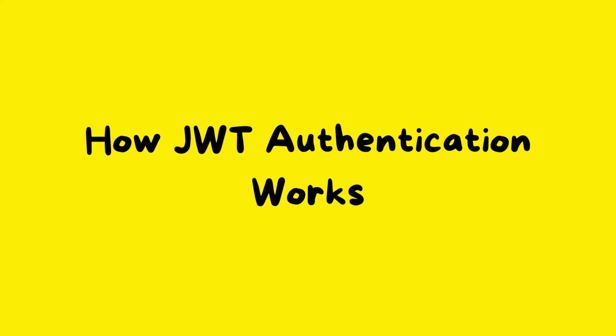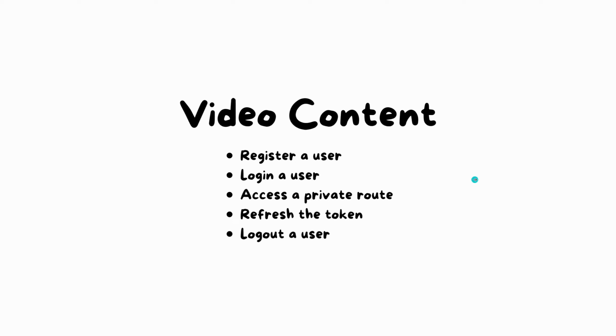Alright, let's see how the JWT authentication method works. In this video, I'm going to cover 5 steps. First thing is registering a user, and then login that registered user, and access a private route of that user using the access token, and then refresh the access token that has already expired, and then log out a user.